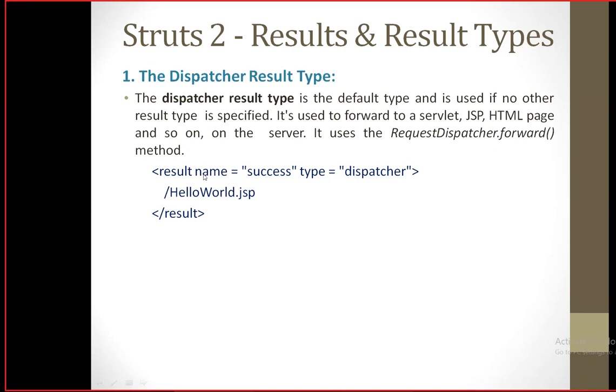In the result tag of the action tag in the XML file, you will specify the name as success, right? As I told, there can be three, four possibilities or outcomes. Here the name is success. Type you will specify as dispatcher, and then you will mention the entire link of the success page. The name of the success page is to be written over here.